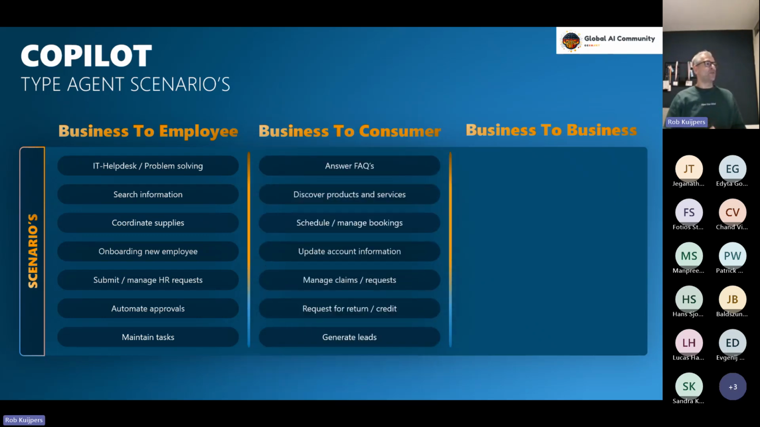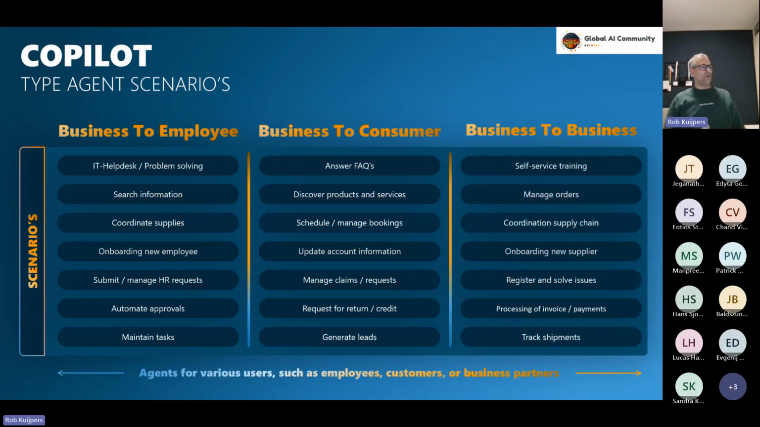But also business to consumer, to schedule or manage your bookings, to manage your claims or whatever, to generate leads. And business to business, also managing, onboarding a new supplier. So maybe you want to create an agent for when you start working with a new supplier. You can ask the agent, okay, how does all this stuff work?